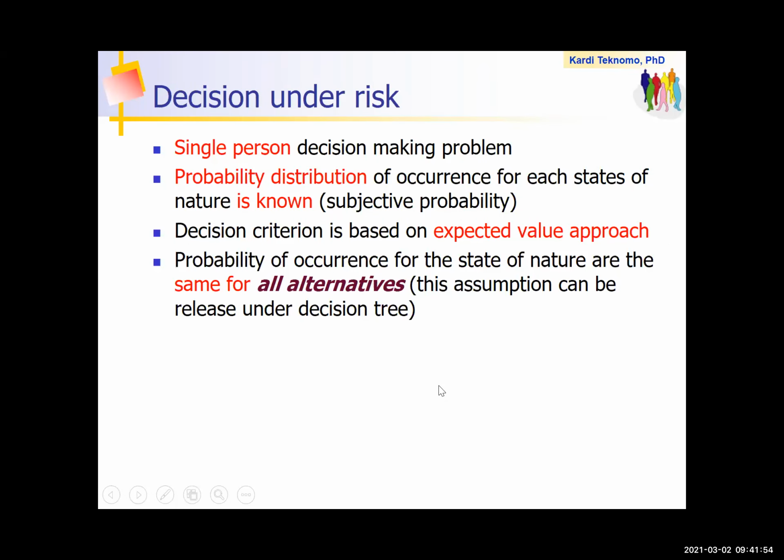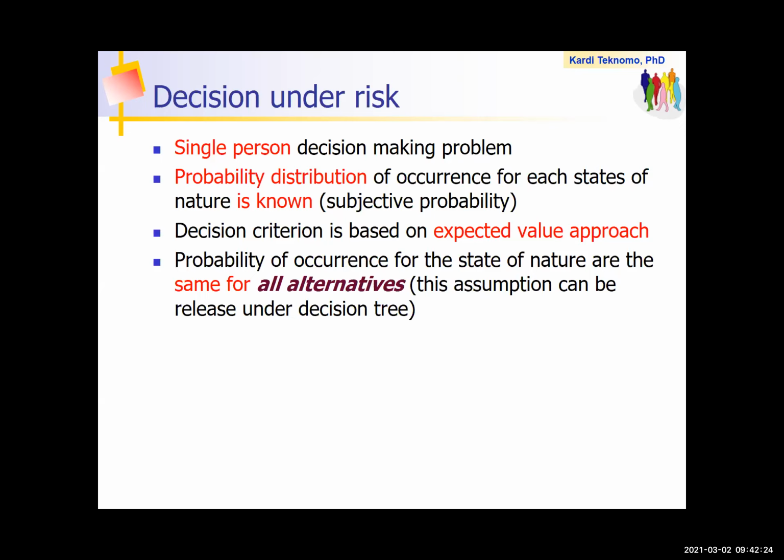Right. So in decision under risk, when we say probability distribution, we are adopting the third view, epistemic probability. With subjective probability, you decide the probability distribution. Next, how to compute? The computation of decision is based on the expected value approach.